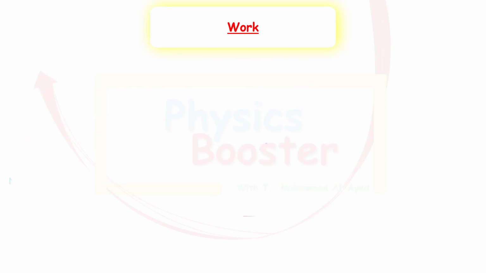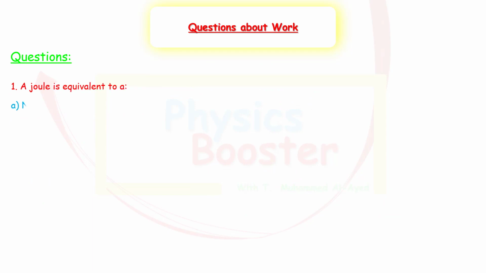So let's do some questions to make sure that everything is under control. Question number 1. A joule is equivalent to: Newton multiplied by meter, Newton multiplied by second, Newton divided by meter, Newton divided by second. Well, I know that work is equal to the force multiplied by the distance. The unit of force is newtons and the unit of distance is meters. And we already know that the unit of work is joules. So 1 joule is equal to Newton multiplied by meter. So the answer in this case is simply A.